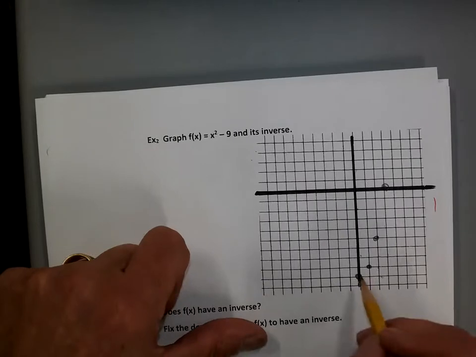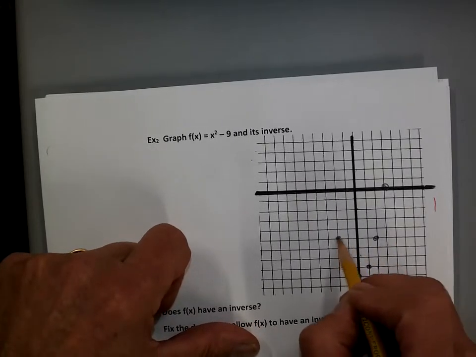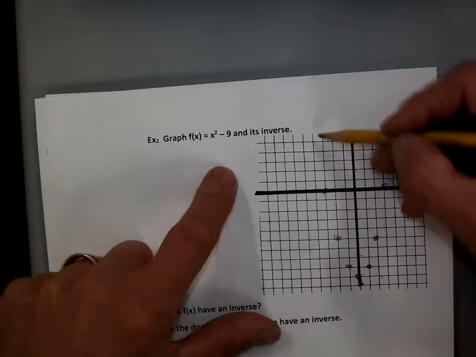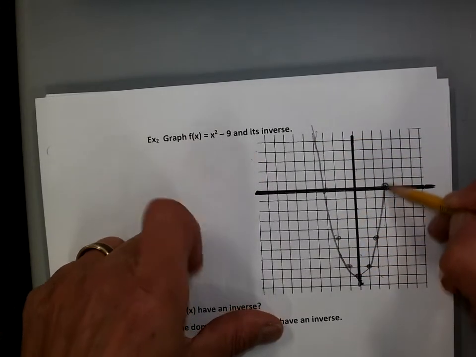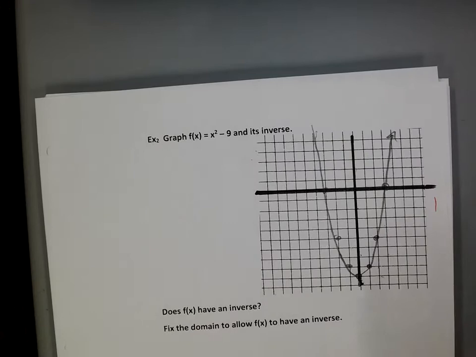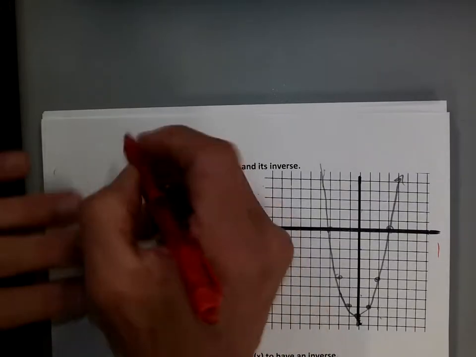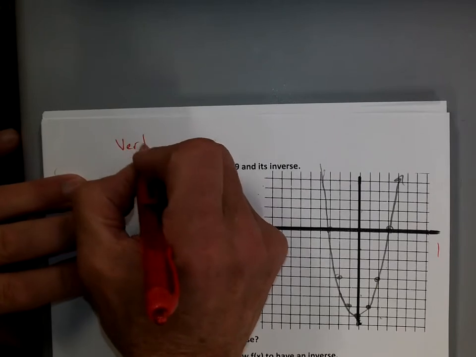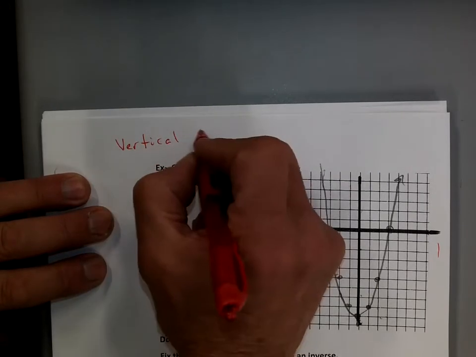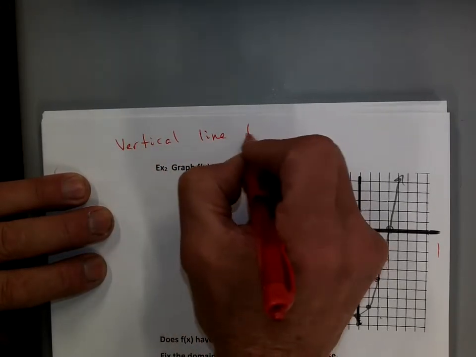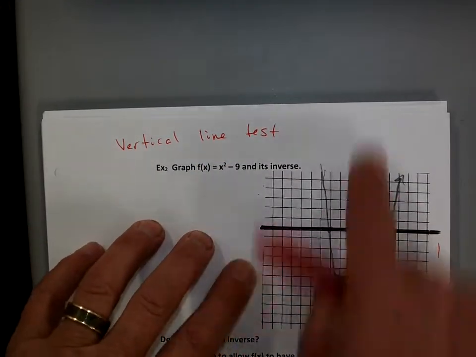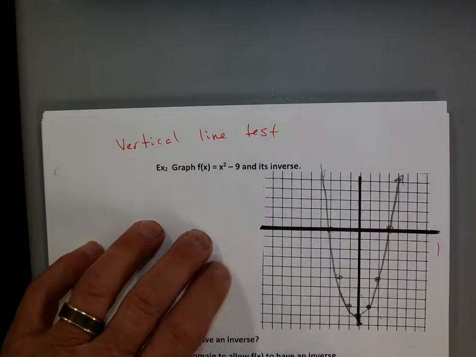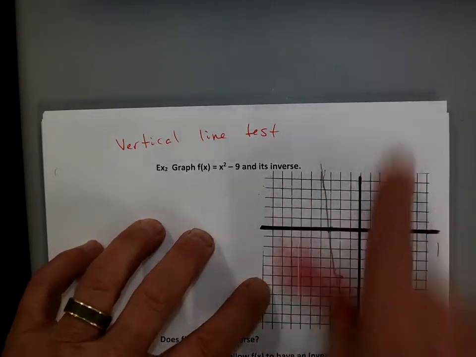It's a parabola, so it's symmetrical, right? Here we go. Looks something like this. All right, so a long time ago, we talked about a thing called the vertical line test. Okay, is it a function? Yes, because every time I try and pass through the graph, I only hit it once.